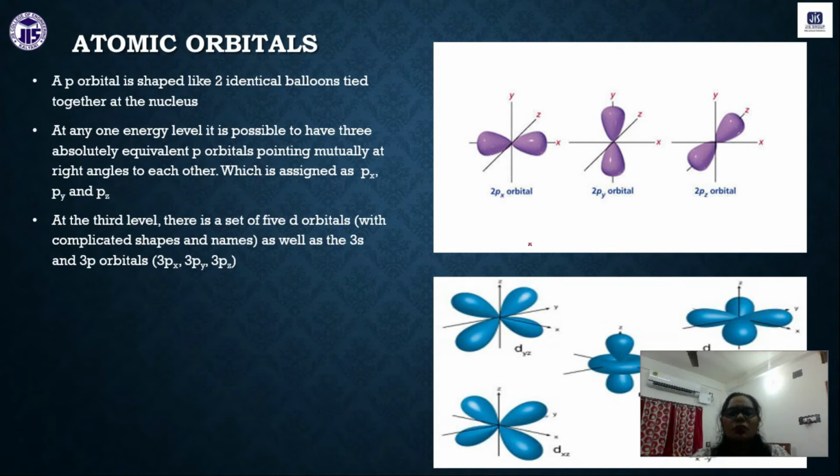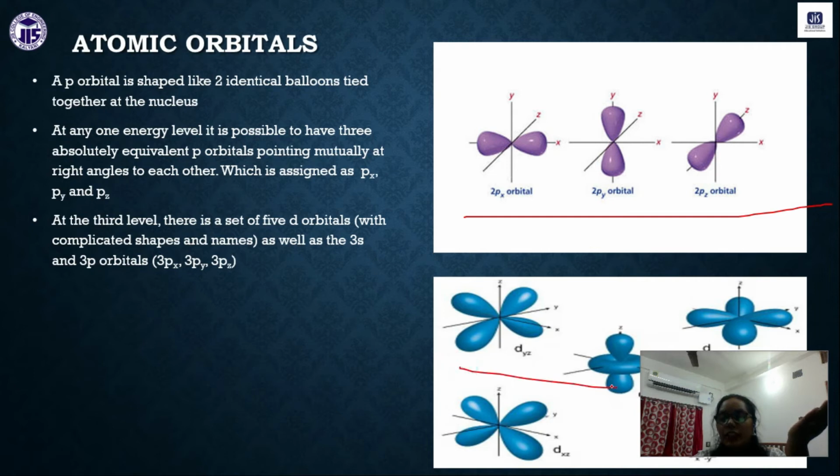Okay, so you know already these are the three p orbitals: px, py and pz. We have three types of orbitals for the p orbital, and for the d orbital we have five: dyz, dxz, dz square, dx square minus y square, and also dxy. Okay, so these are the five types of orbitals we have.